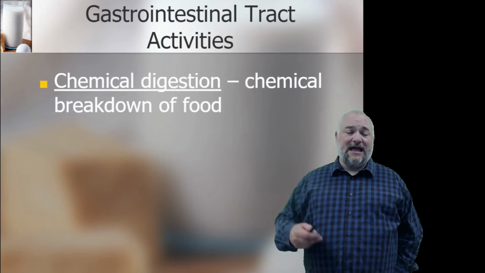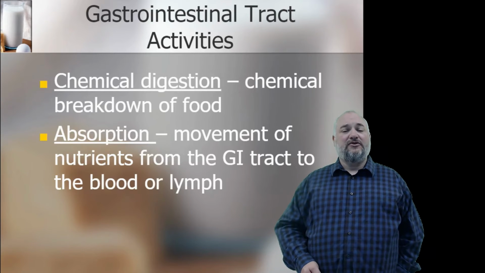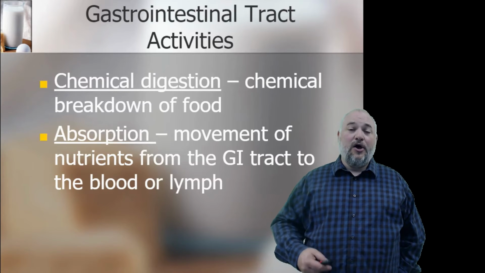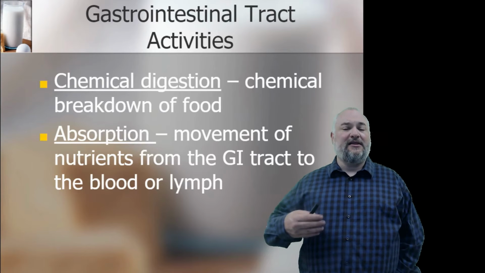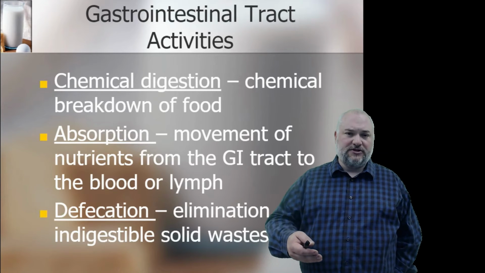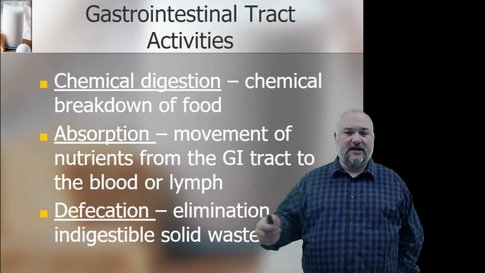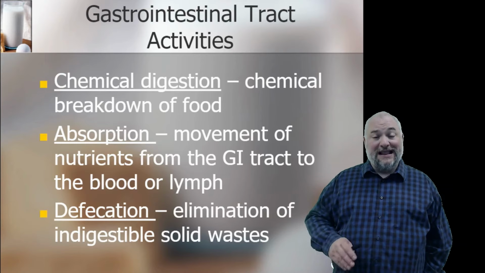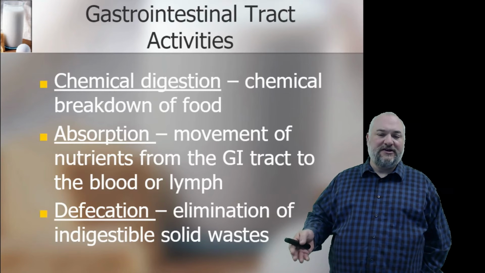Another activity that happens is chemical digestion. That's where we use things like enzymes and acids to break down the food at the chemical level, breaking chemical bonds. Absorption is the actual movement of nutrients from the GI tract into the blood or lymph streams. And this is accomplished through diffusion, osmosis, and active transport. And then finally, anything you couldn't absorb, the leftovers, comes out with the elimination of indigestible solid waste.